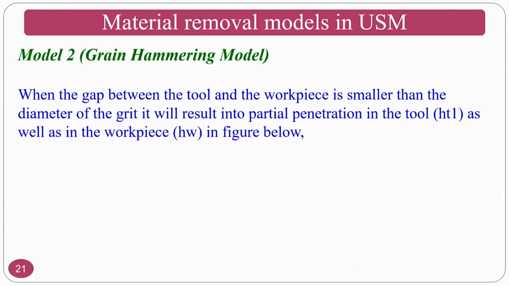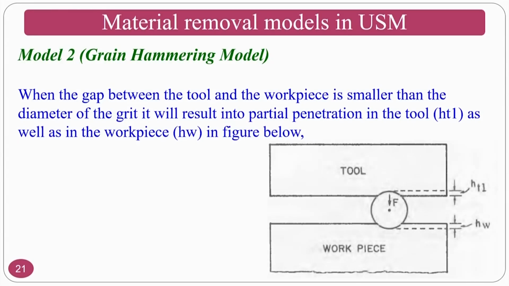If you see the grain hammering model, when the gap between the tool and the workpiece is smaller than the diameter of the grit, that means that the abrasive particle will result in partial penetration into the tool as well as into the workpiece.